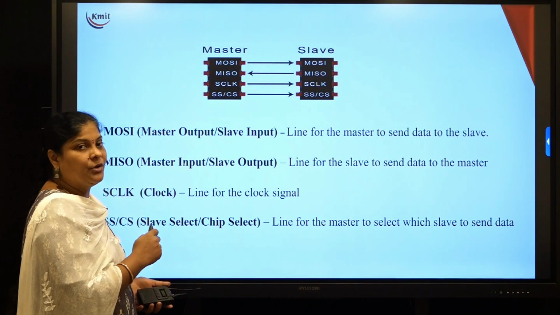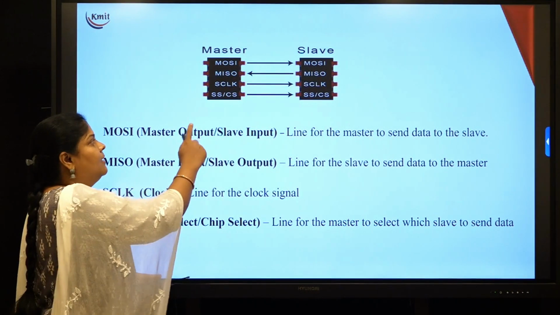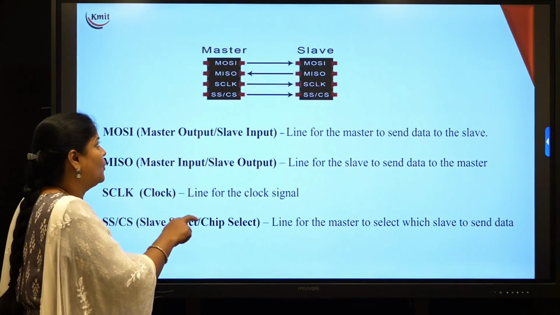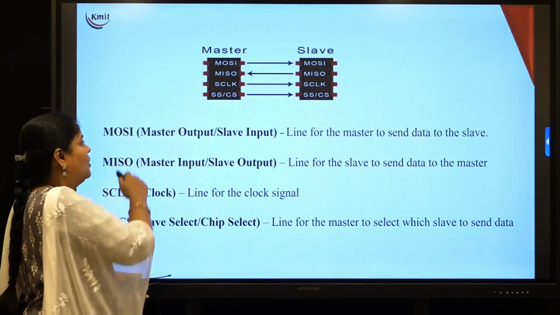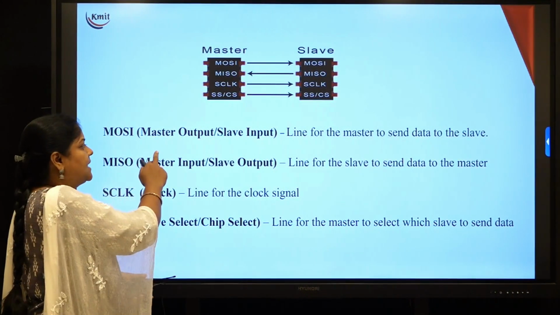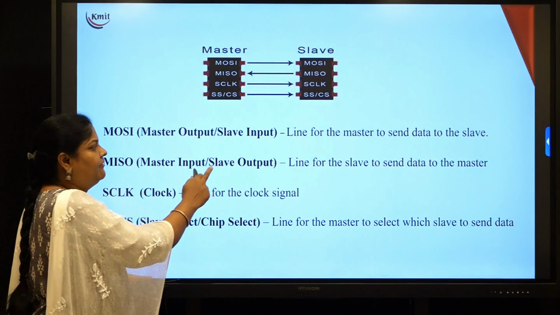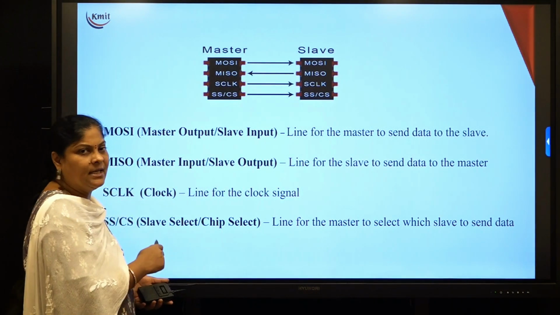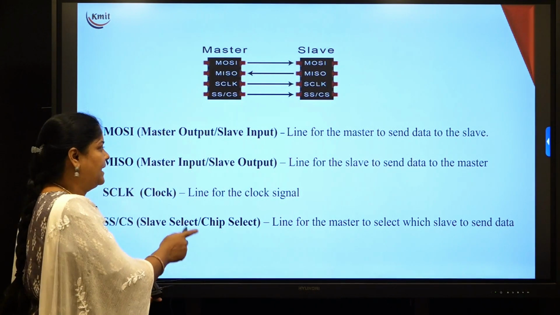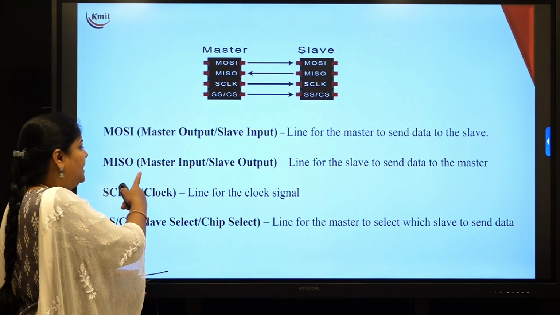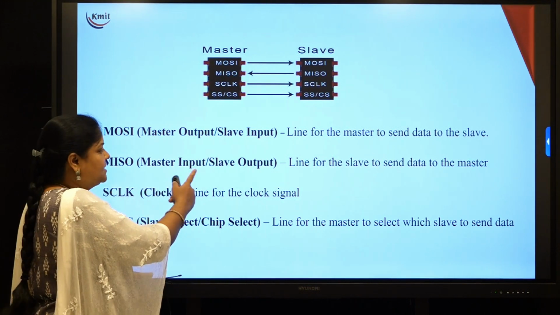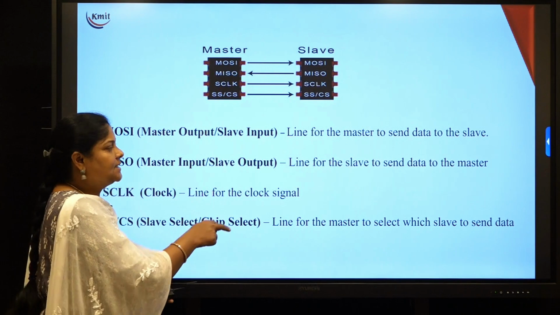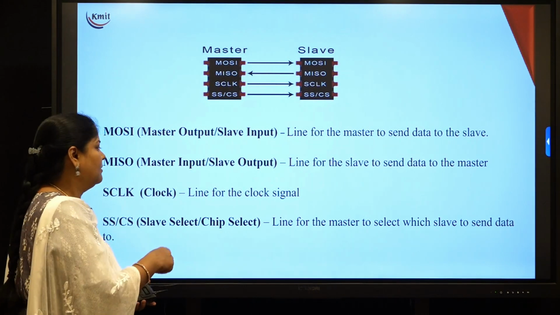That means in order to communicate data from one device to another in SPI serial communication, you have 4 lines. The first line is MOSI, the abbreviation of master output slave input. This line is used for the master to send data to the slave. In the same way, the second pin is MISO. MISO stands for master in slave out. This line is used for the slave to send data to the master.